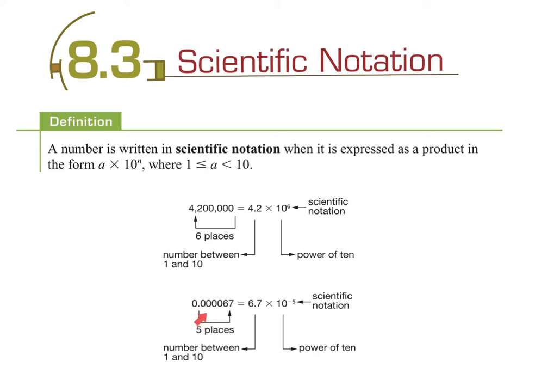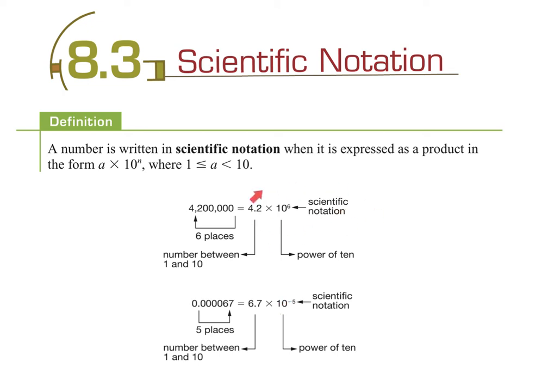This is a really small number. I need it to be between 1 and 10. So I'm going to move that between the 6 and the 7. Okay? Between the 6 and the 7. 6.7 is between 1 and 10. We're good to go. How many places did I move it? I moved it 5 places. Okay? I am going from a really tiny number, 0.000067, right? It's a really small number. And I am putting it in scientific notation. My exponent is negative, okay?